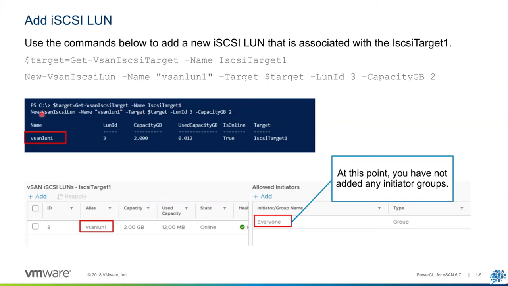So you can see the output here. Once I run this command, you can see the vSAN LUN 1 has been created. LUN ID is number 3, capacity is 2 GB, and it is online and associated with iSCSI target 1. So this is very important. The LUN has to be mapped to the target. I'm trying to verify the same thing using the user interface. So in the vSphere client, I now go and see that the vSAN LUN 1 has indeed been created, and so it is at this point available to everyone.